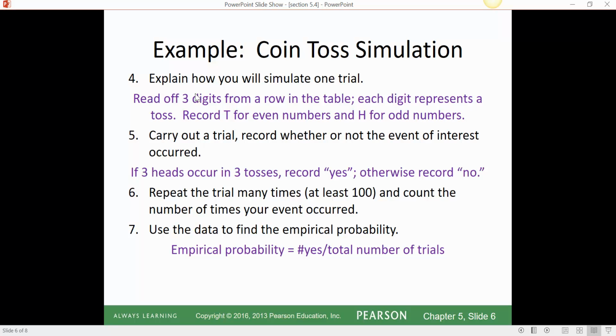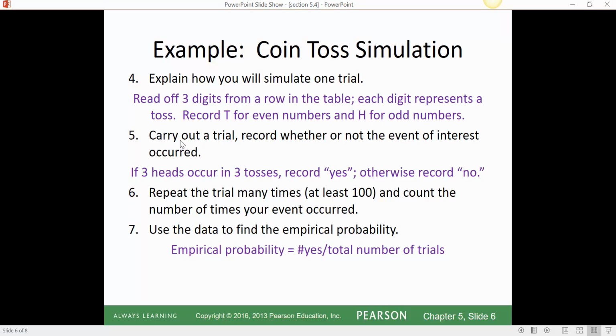So it says explain how you would simulate one trial. We're going to read off 3 digits from a table, and each digit represents a toss. So record T for even numbers and H for odd numbers, is how we could do that.